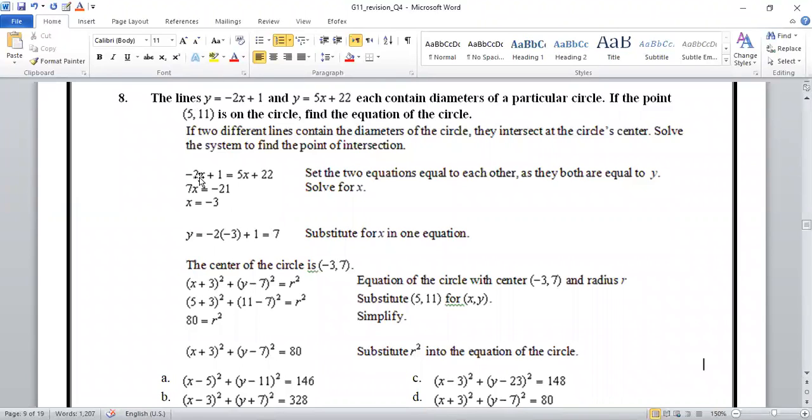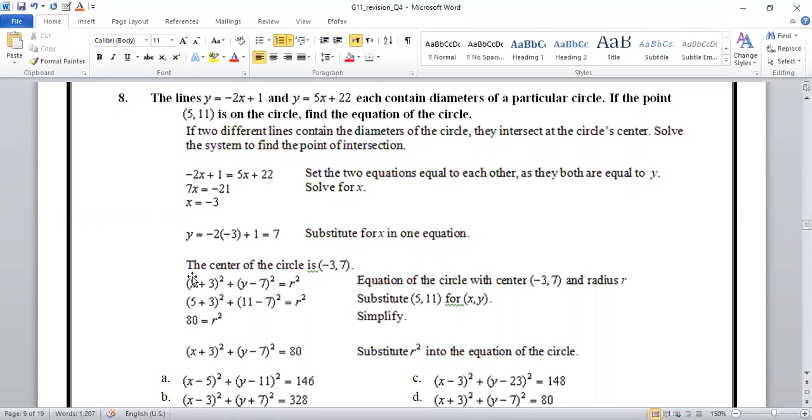The two lines are y = -2x + 1 and y = 5x + 22. We put y equal to y: -2x + 1 = 5x + 22. By solving this equation, we get x = -3. To get the value of y, we substitute in either equation, and y = 7. So the center of the circle is (-3, 7).